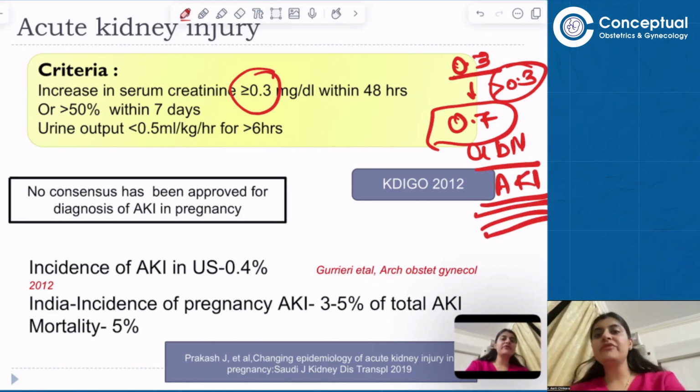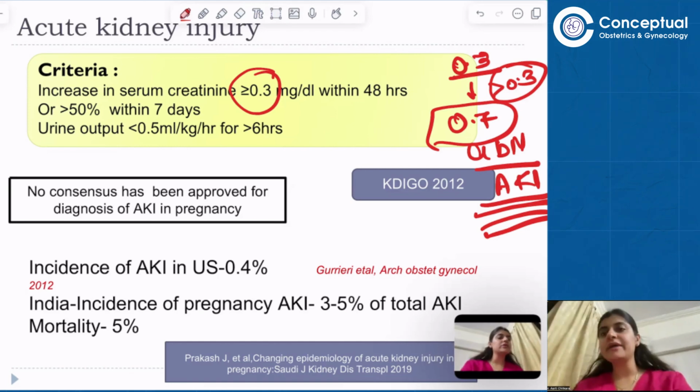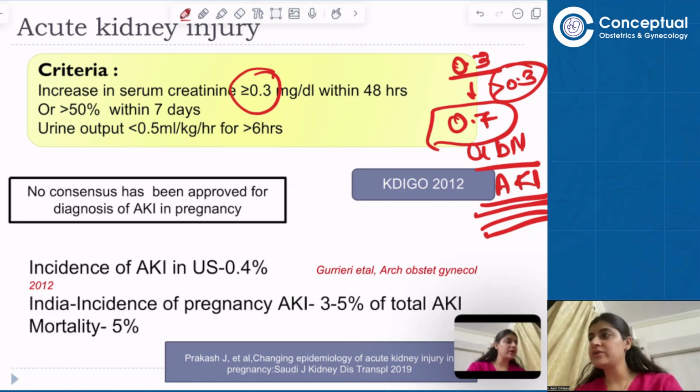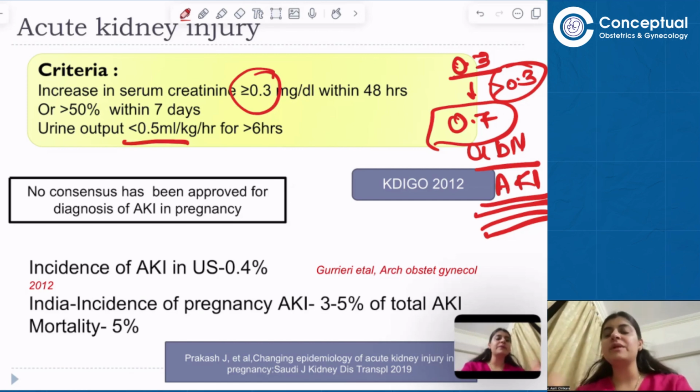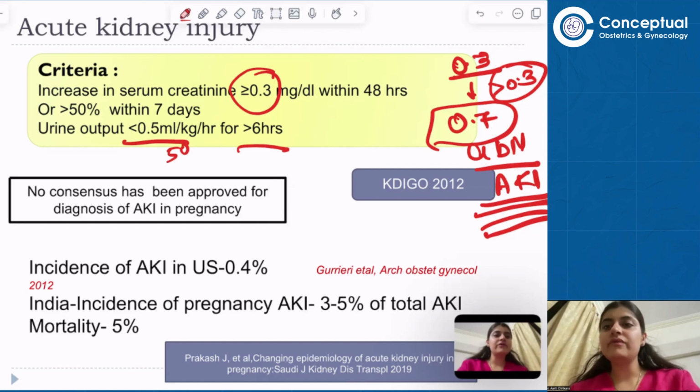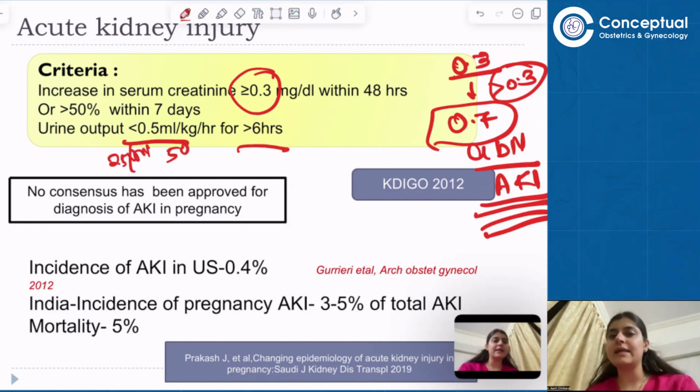Or a rise of more than 50% within 7 days. So you have to keep on following an AKI patient. Obviously, you will be following that patient for long and not discharge that patient immediately. If within 7 days there is more than 50% rise from baseline, it is also labeled as AKI. Or there is a decrease in urine output to less than 0.5 ml per kg per hour for more than 6 hours. In a normal 50 kg patient, less than 25 ml per hour for more than 6 hours is labeled as AKI.